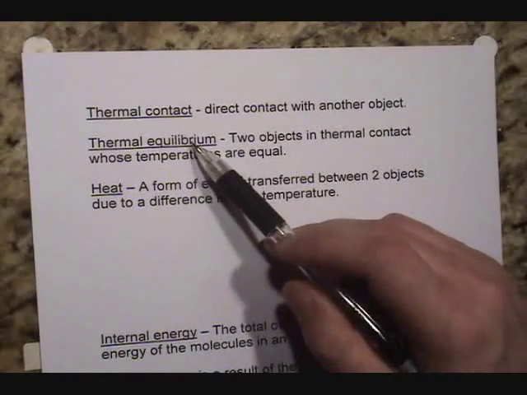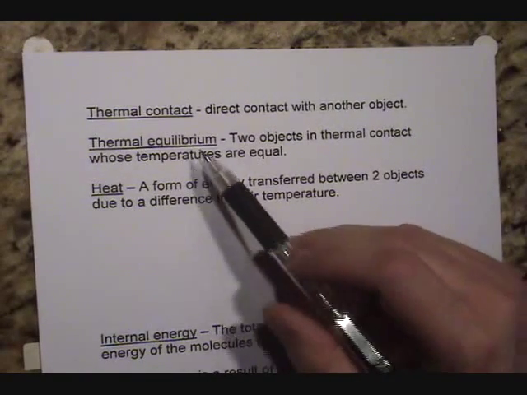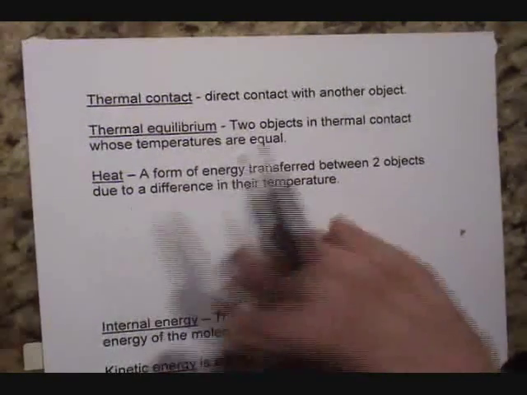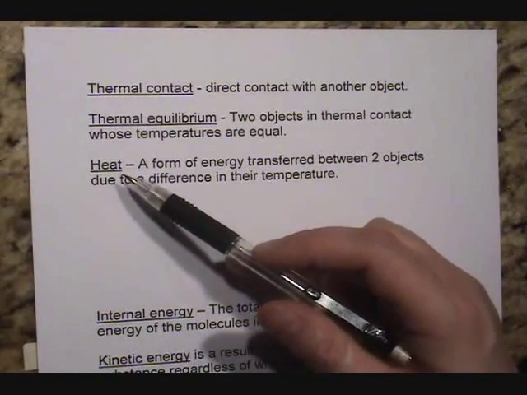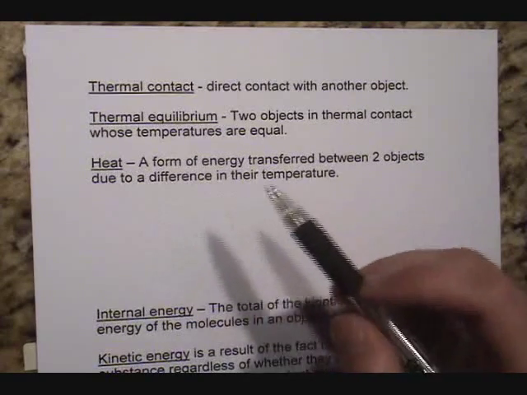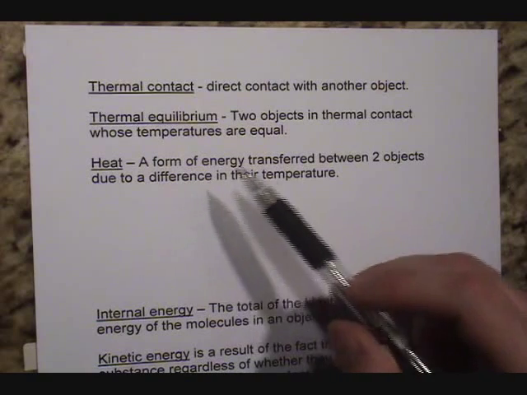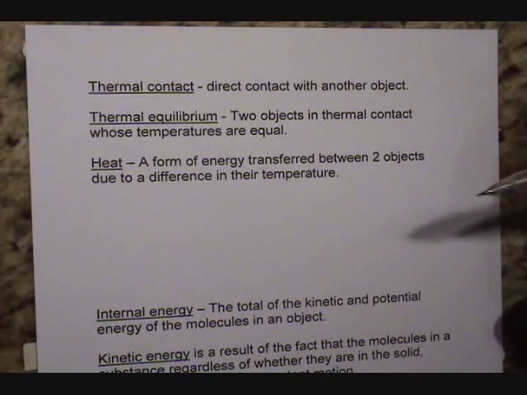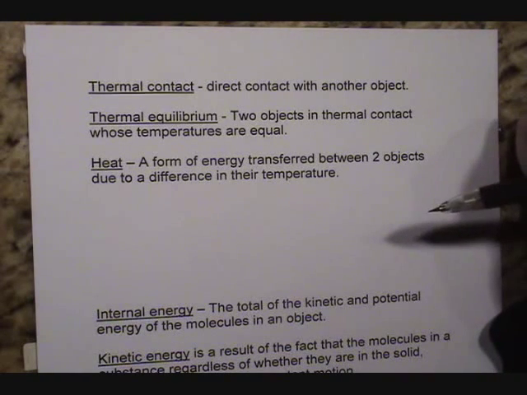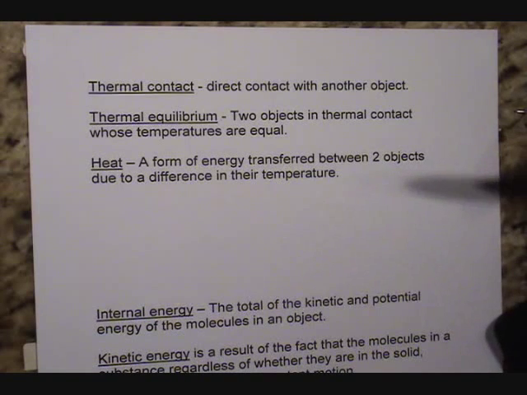The measure of whether they are in equilibrium or not is whether they are at the same temperature. How do they reach the same temperature? Well, very simply, they exchange a form of energy called heat. So heat is a form of energy that's transferred between two objects due to the fact that they have a difference in their temperature. Now, technically speaking, objects that are at the same temperature still continue to exchange heat, but they do so in such a way that they exchange equal amounts.